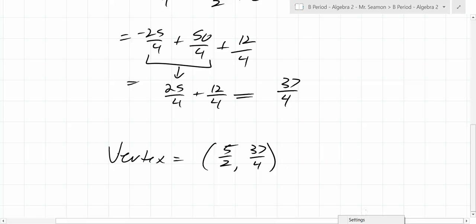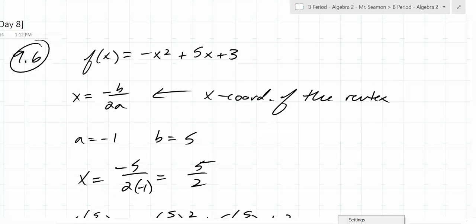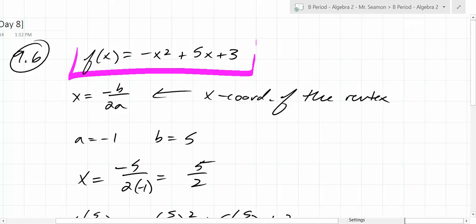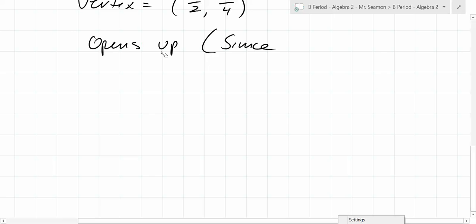Opens up or down? Why? Look at the original equation. Does this open up or down? Down. It opens down since a is less than 0. Correct. So we just did the second.